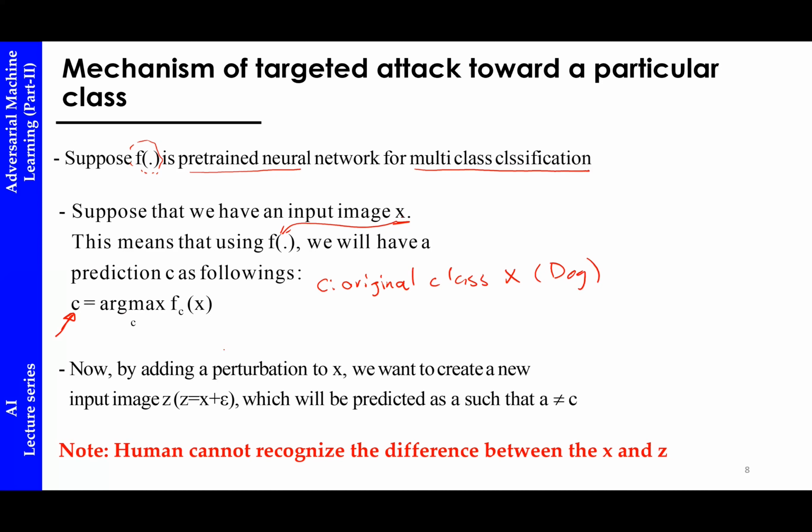Then we added a perturbation to the x. The perturbation here is epsilon, and we want the network, the deep net, to classify z as a, which is not c. Let's say a is a cat. We should bear in mind that these changes, the perturbation that I showed here, are imperceptible changes that humans cannot recognize.